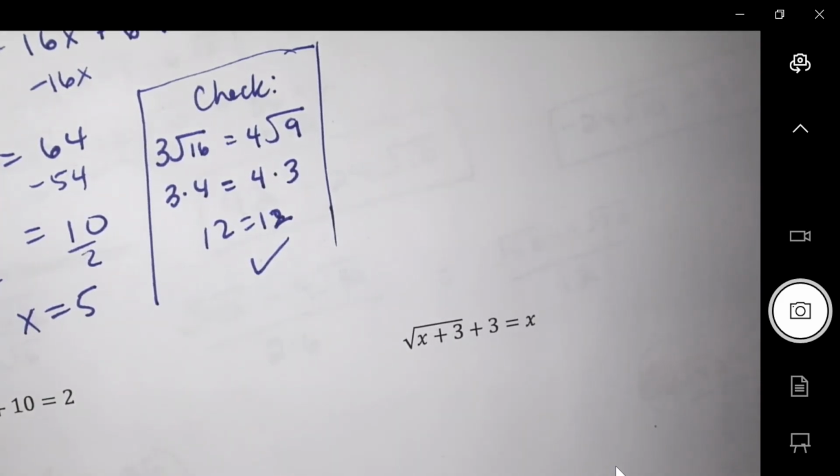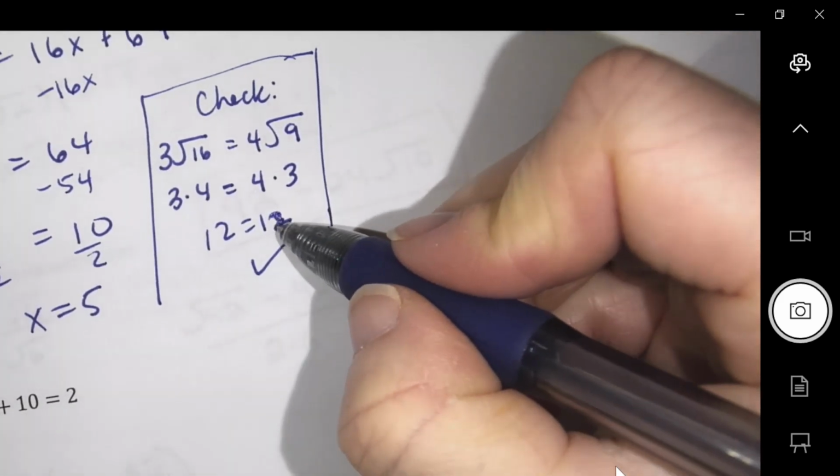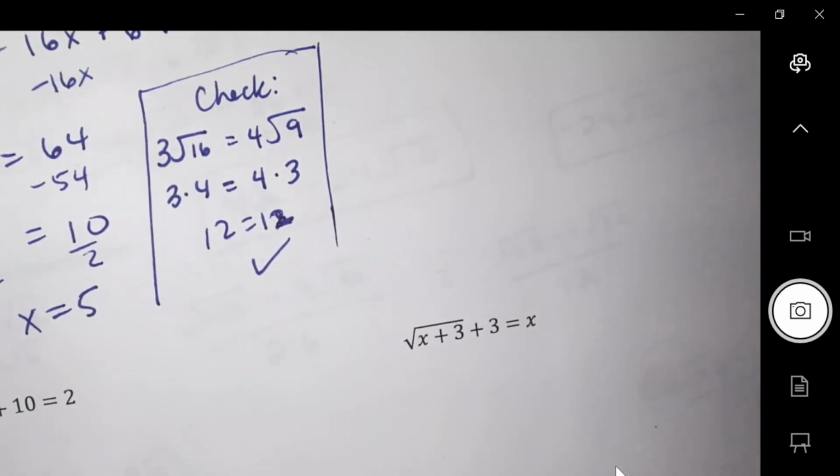Oh, wow. So it seems to be the same on both sides. Yeah, pretty much. Because sometimes it gets thrown off with some negative stuff. 12 equals 12.